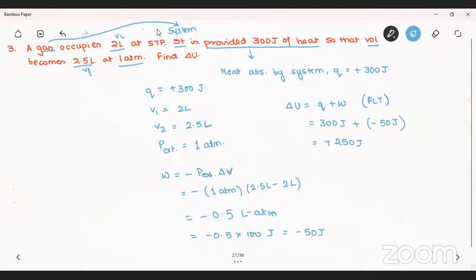Ma'am, as you said, if we have liter atm, we can convert into joules. That we need to multiply with 100. Liter atm. If we have liter atm, not liter, liter atm. Okay, ma'am. And here in the question, they are asking delta U. Yeah, ma'am. Delta U. Okay, ma'am.